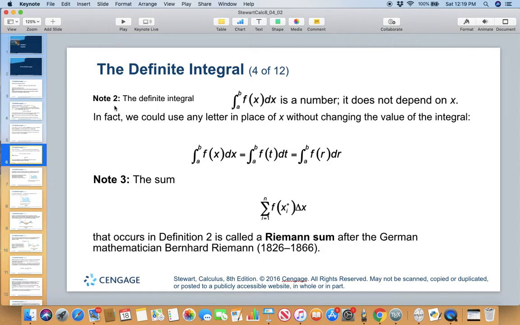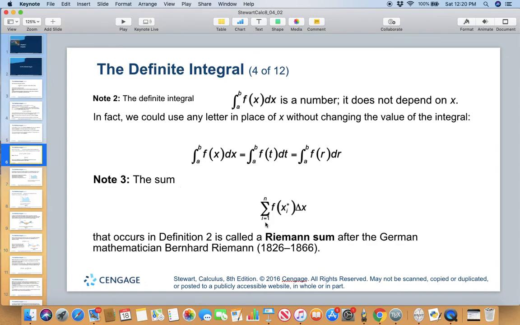Until then, keep reading. Note 2. The definite integral, integral a to b f(x) dx, is a number. It does not depend on the variable x. So the final answer is going to be a number, or you say it does not exist, because this is going to be a limit. x is not important. Instead of x, you could even write t, or you could even write r. The meaning remains the same.